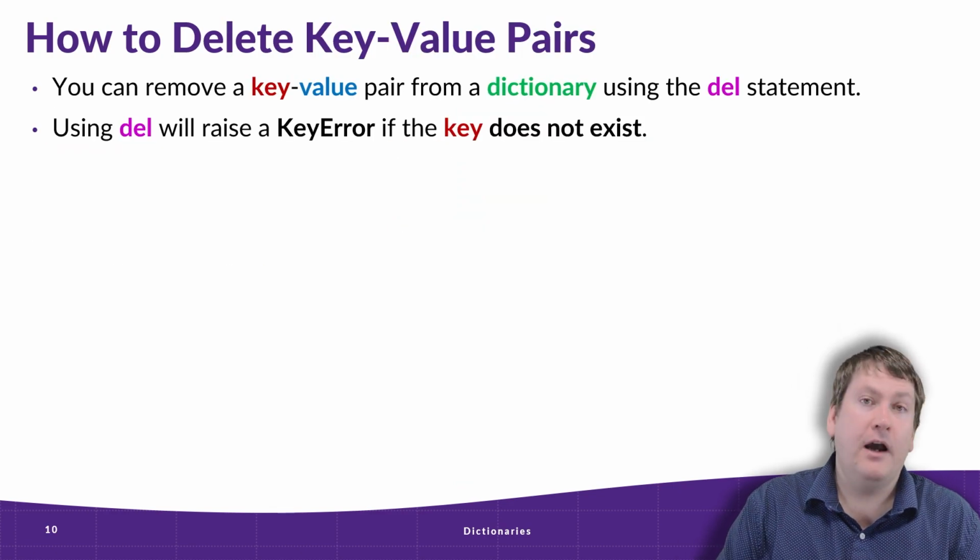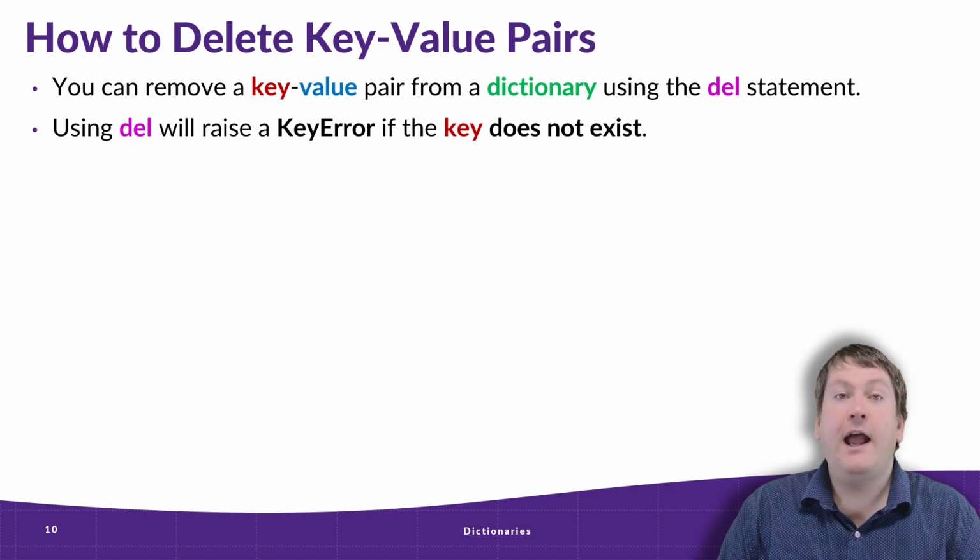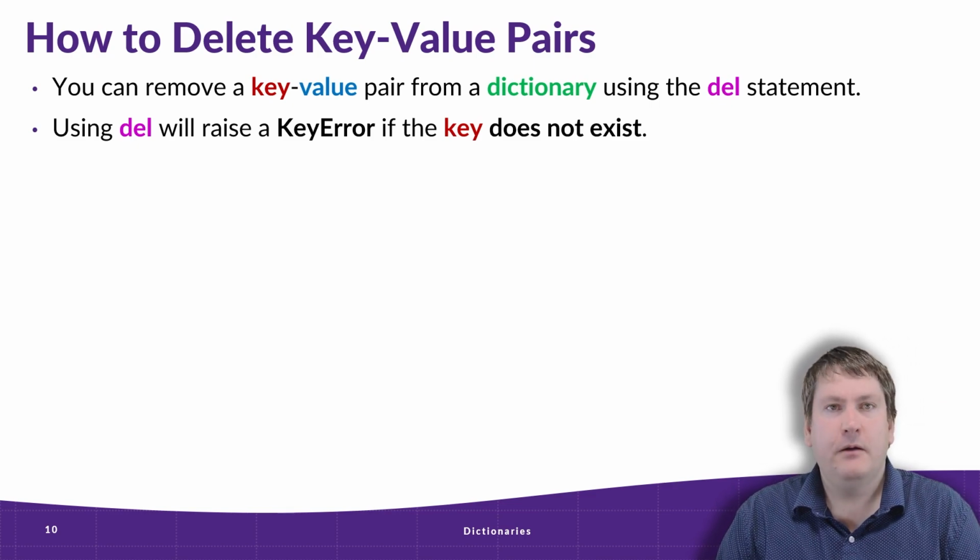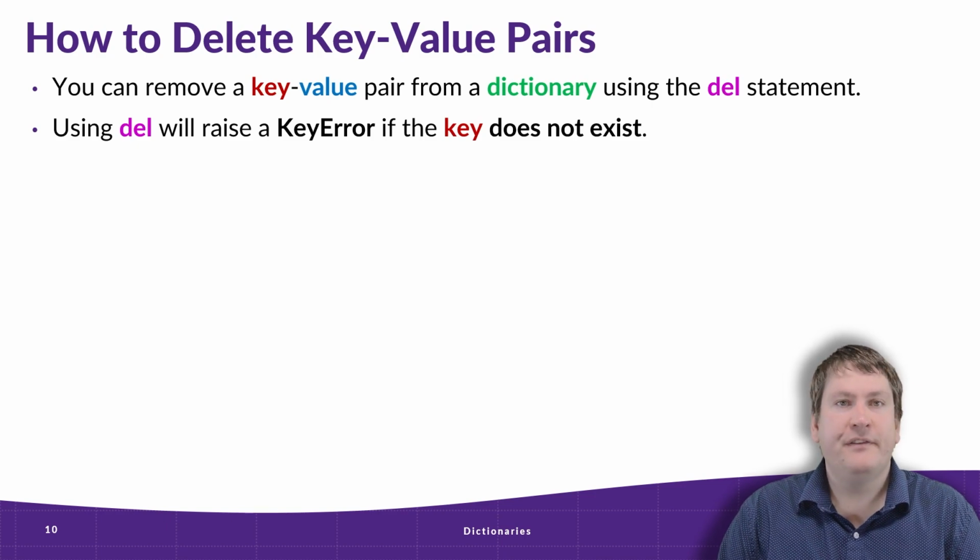So we've seen how we can update key value pairs and how we can add a new key value pair. But how do we remove one from the dictionary? Well, just like with lists, when we want to remove an element, we use the delete keyword. So that is del. But keep in mind that if you try to use delete on a key that doesn't exist in the dictionary, you will get a key error. So it is usually good to check if the key exists before you try to delete it.